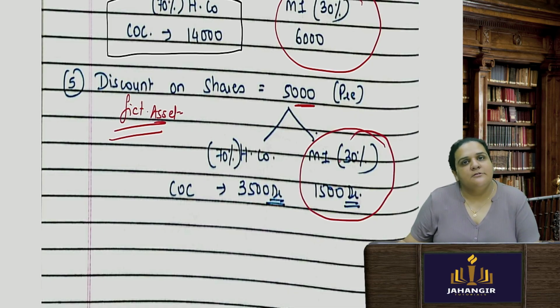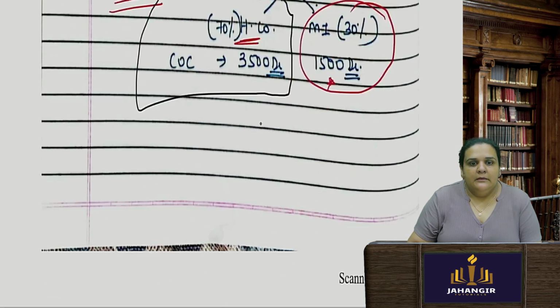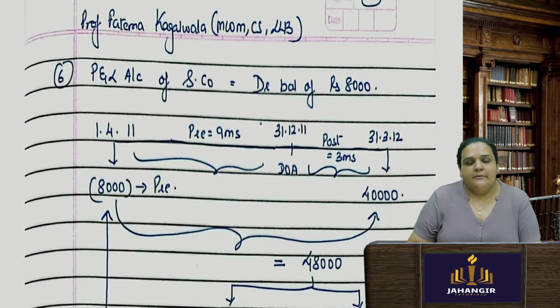30% of 5,000, minority interest will get 1,500. But we are going to debit it, okay, less it. We are not going to add. And in holding company 70%, we are going to take care of this 3,500 debit. It's a loss, no? So you will debit.